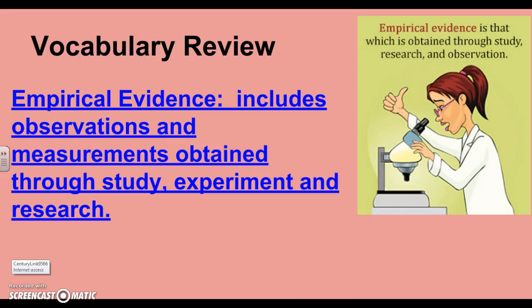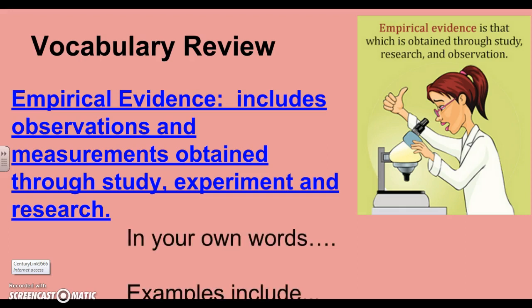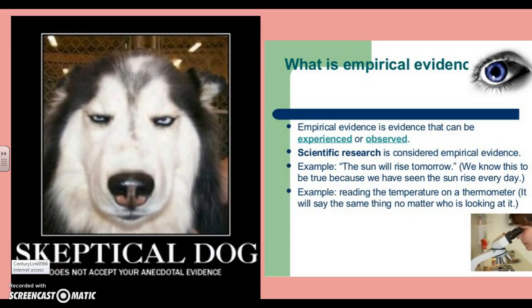Empirical evidence is when we're including observations and measurements obtained through study, experiment, and research. We went ahead and defined that in our own words and included some examples. Some of the examples we went over were on the next slide here, where they talked about how the sun will rise tomorrow. We know this because we see it rise every day. And another example would be reading the temperature on a thermometer. It's going to say the same thing no matter who is looking at it.